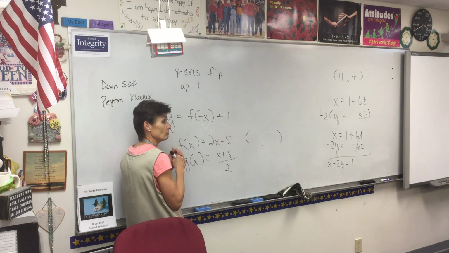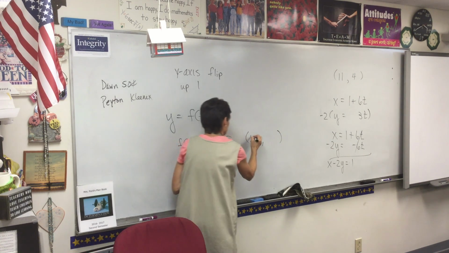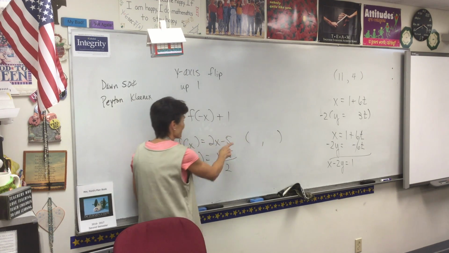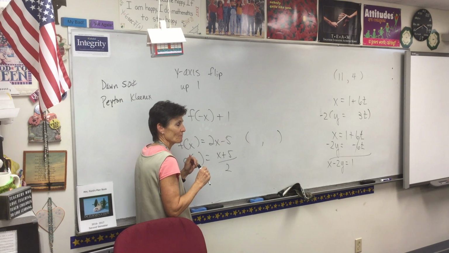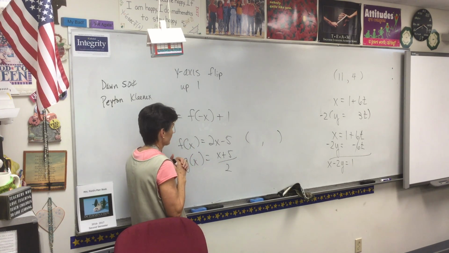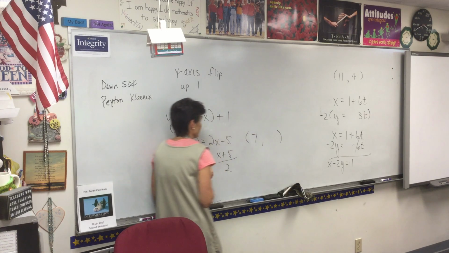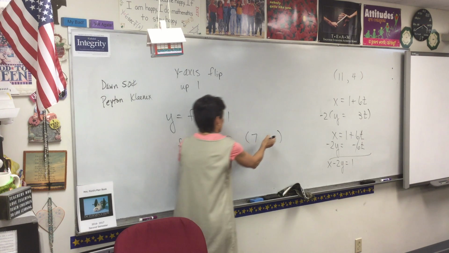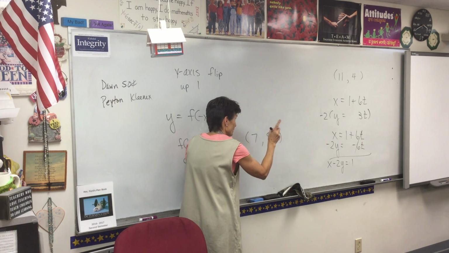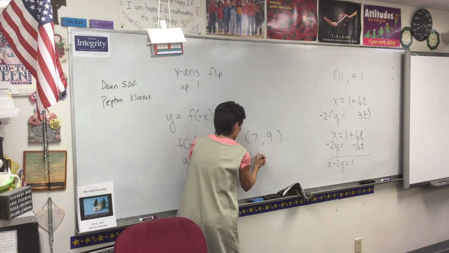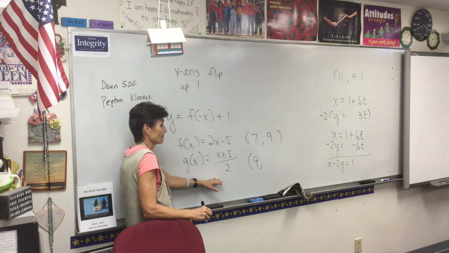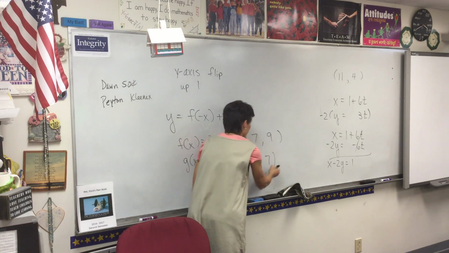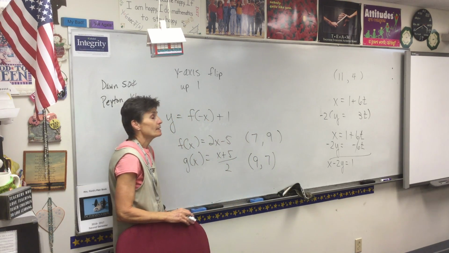So let's make up an ordered pair. Pick an x value. Let's pick a different x value, because five gives me five, and I don't want anything special. How about seven? If we put in seven, what do we get? Nine. Now, to check if it's an inverse, I'll come down here and put in nine. And what better happen? I get seven. So what's your conclusion? Yes, they are.